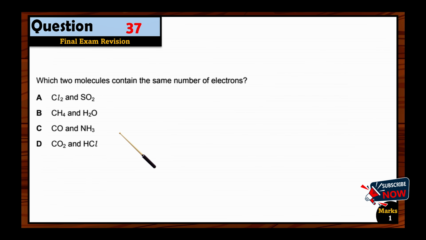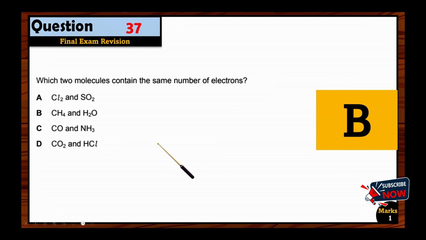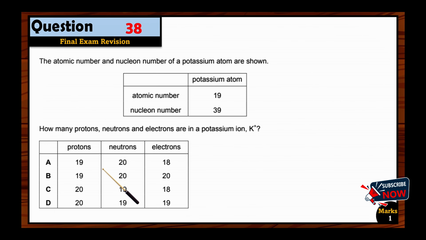Question 37. Which two molecules contain the same number of electrons? For this, we have to calculate all of them. Chlorine has 17, so 2 times 17 is 34, right? You can calculate the same for SO2, then for CH4 and H2O. C is 6, H is 4, so 10. And hydrogen 2, and oxygen is 8, so this is also 10. So option B is correct. But you can calculate for all of them, and you will find that option B is right. The others don't have the same number of electrons.